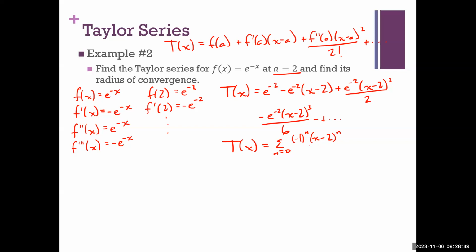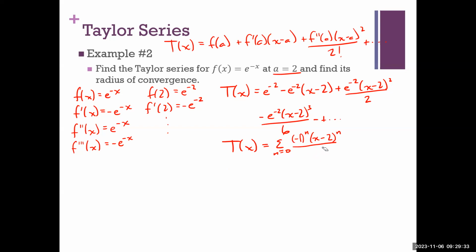What else? Over n factorial. Is that enough? I don't think we're done with the Taylor series. Yeah, so there's going to be e to the negative 2 in here as well. Lots of different ways to write it. Maybe I'll do this: over e squared n factorial. Or would you rather keep it as e to the negative 2?